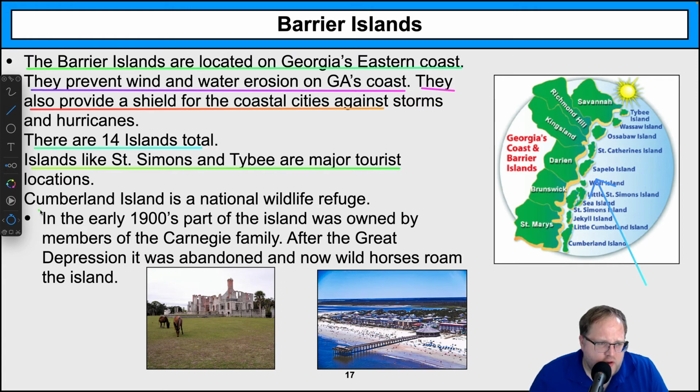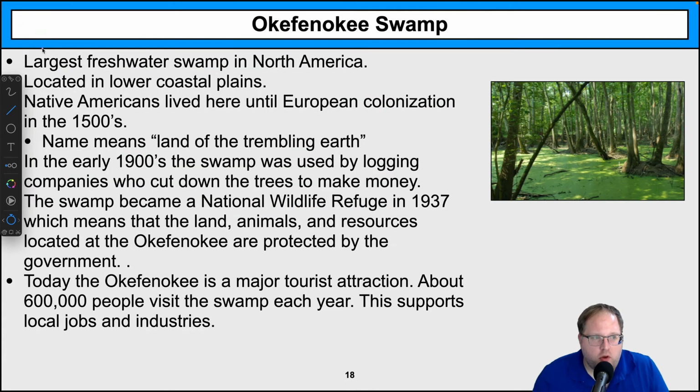Another famous island in the Barrier Islands is one called Cumberland Island, which today is a national wildlife refuge. The Okefenokee Swamp. The Okefenokee Swamp is the largest freshwater swamp in North America. It's located in the lower coastal plains region of Georgia, and the name Okefenokee is a translation of a Native American term that means, in English, the land of the trembling earth.